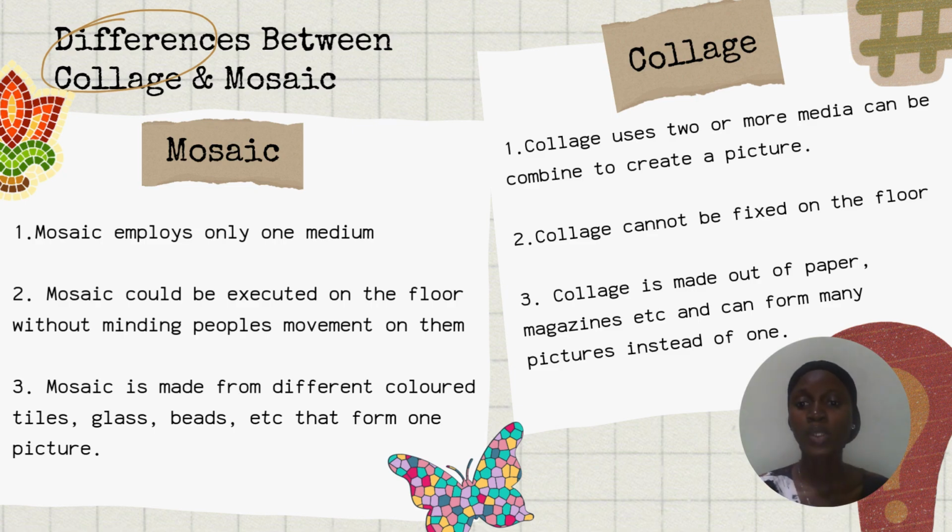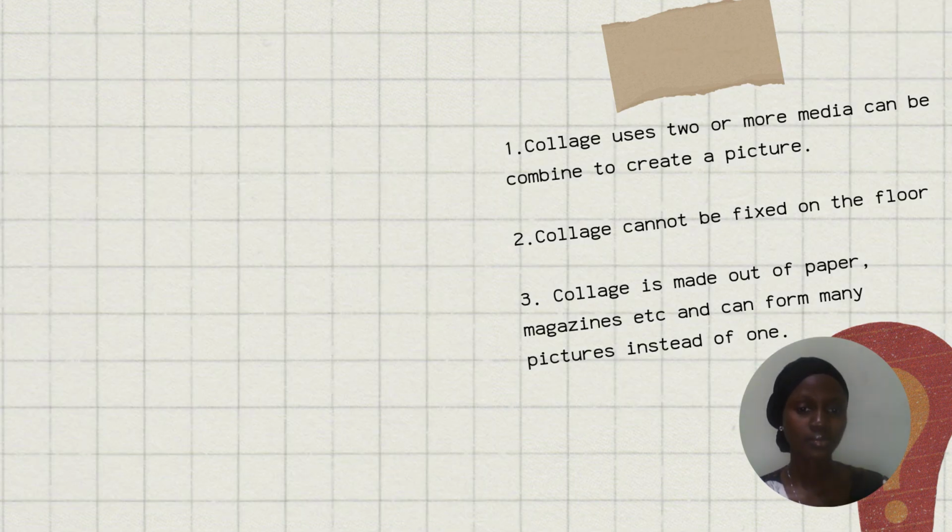Number three, mosaic is made from different colored tiles, glass, beads, and so on to form one picture. While collage is made out of paper, magazine cutouts, and so on to form many pictures instead of one. We know that our magazines, calendars, newspapers, and so on have different pictures, and then we can match those different pictures together to form one design.